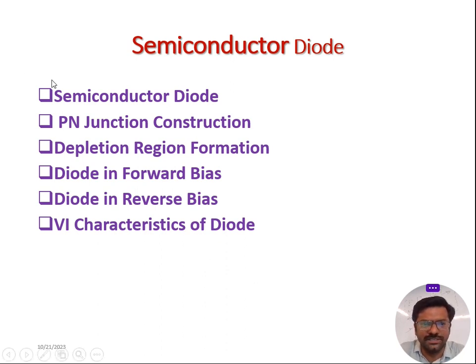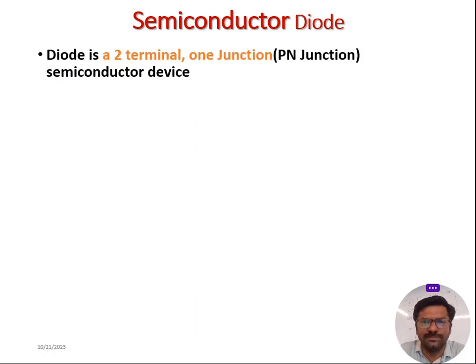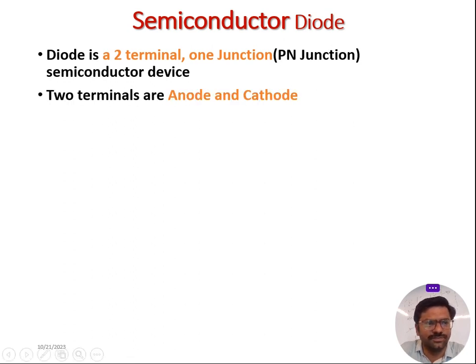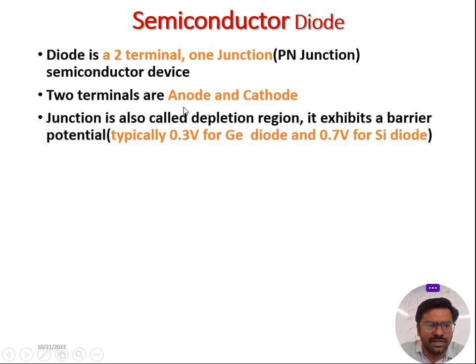A semiconductor diode is a two terminal, one junction semiconductor device. One junction implies it is a PN junction. The two terminals of the PN junction are anode and cathode. The junction is also called the depletion region. It exhibits a barrier potential. Typically this barrier potential is 0.3 volt for germanium and 0.7 volt for silicon.